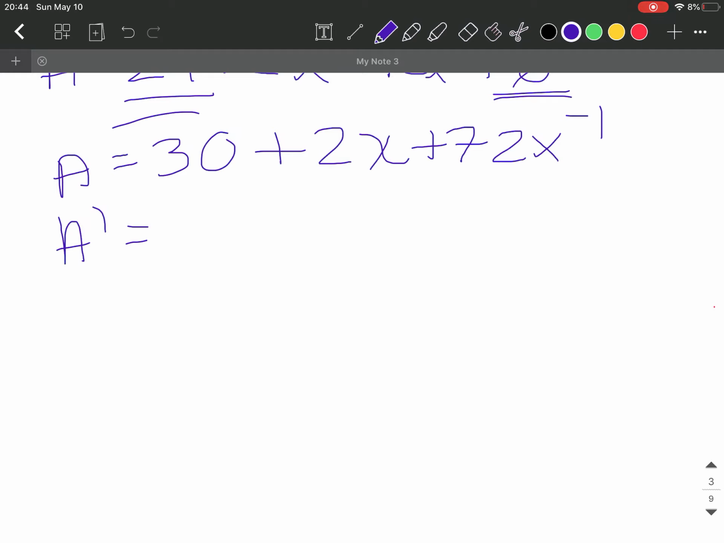The derivative of 30 is 0. The derivative of 2X is 2. The derivative of that is negative 72X to the negative 2. And then I make that equal to 0 and I solve. How do I solve this? Okay, I'm going to take the 72X to the negative 2 over to the other side.